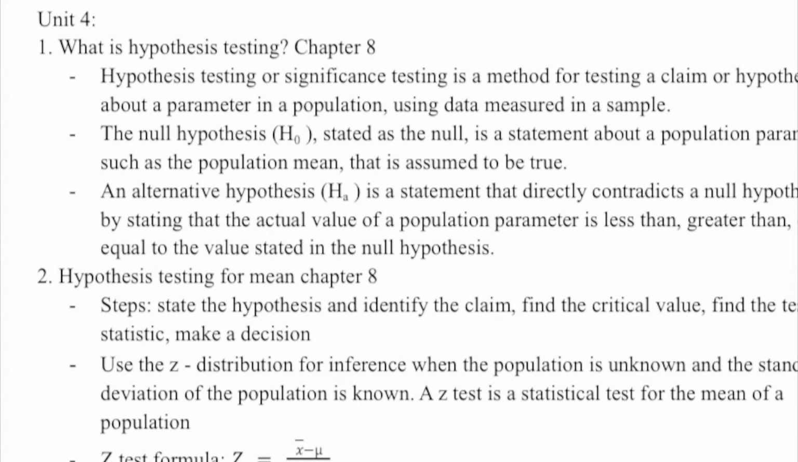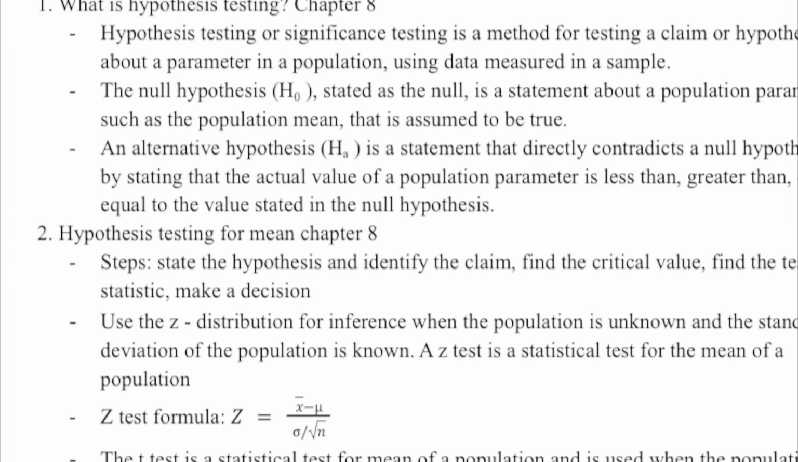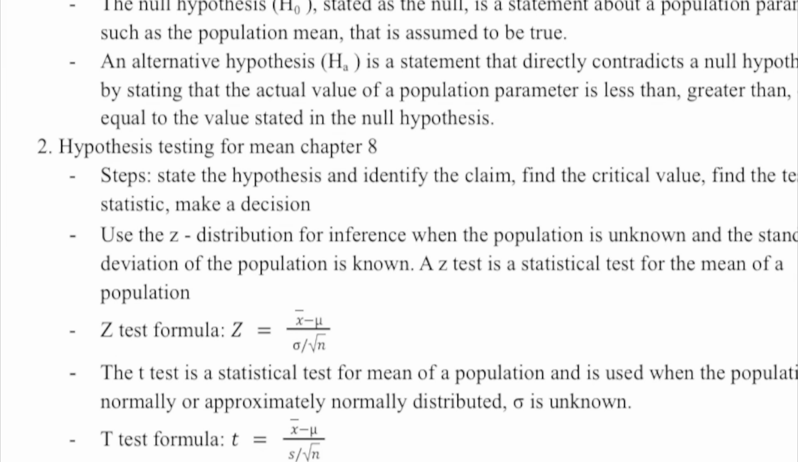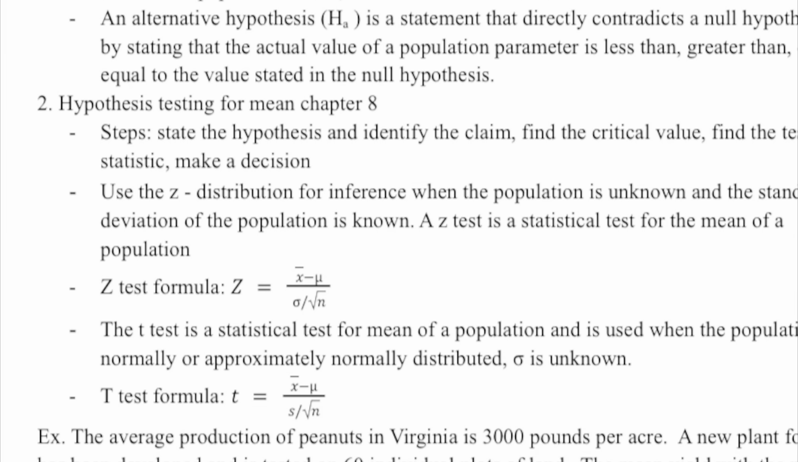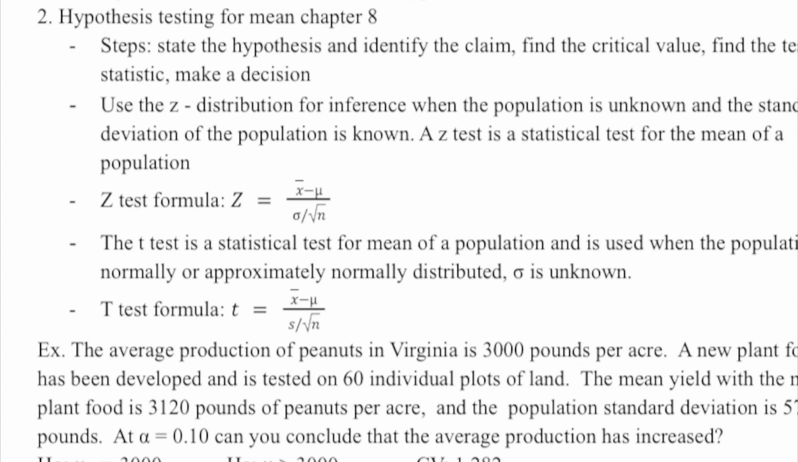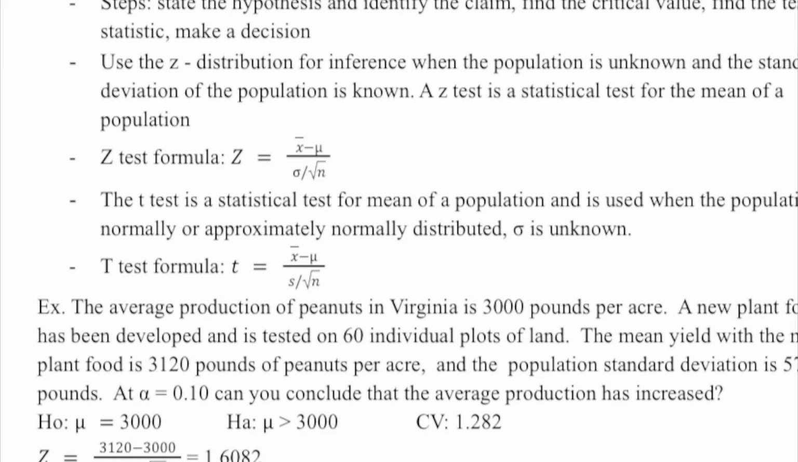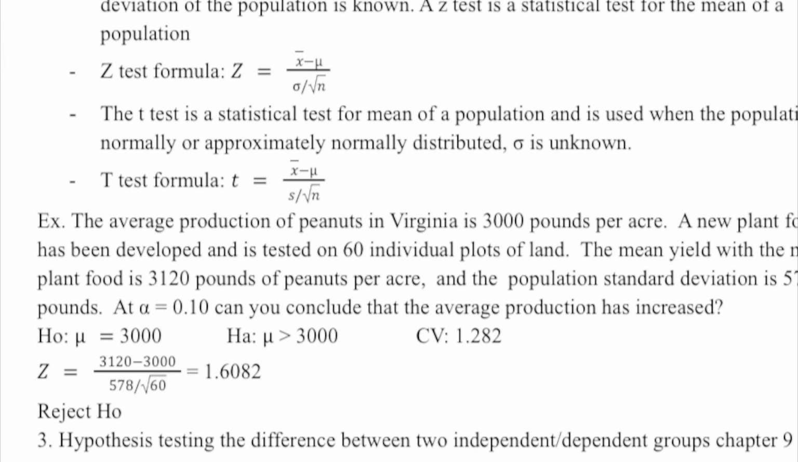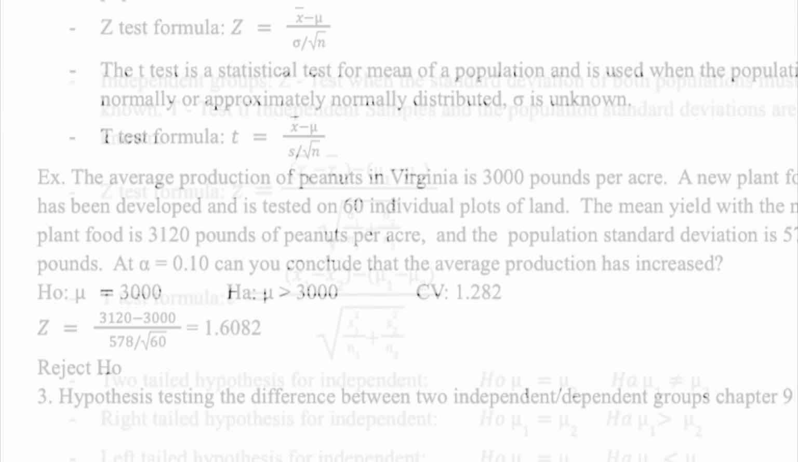Unit 4, we had hypothesis testing. It's basically a method for testing a claim or hypothesis about a parameter in a population using data. For hypothesis testing in Chapter 8, we figured out how to make the different hypotheses. We made the null and alternative. We identified the claim. We learned the z-test and t-test formula. And then we have an example there of what that looks like.